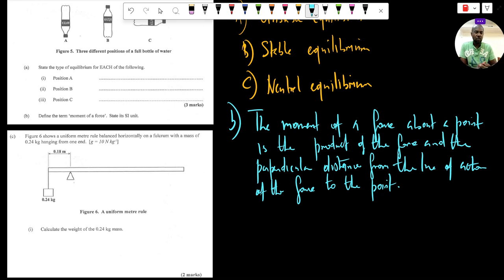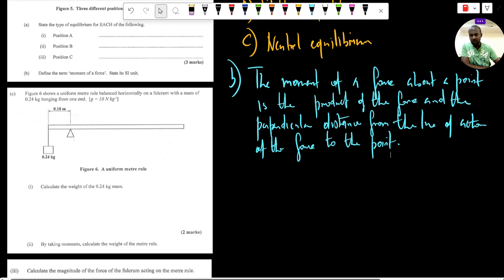So the moment of a force about a point is the product of the force and the perpendicular distance from the line of action of the force to the point. So if you had written this in the exam, you're guaranteed to get your full marks. So this question may have been worth 2 or 3 marks. If you had written this definition, then you're guaranteed to have gotten your 3 marks, right?